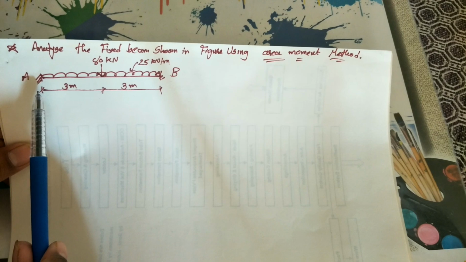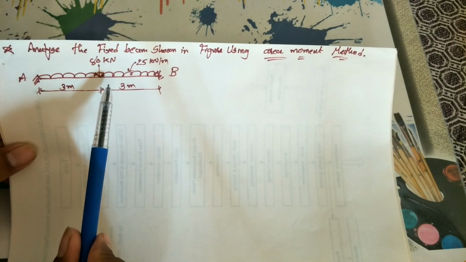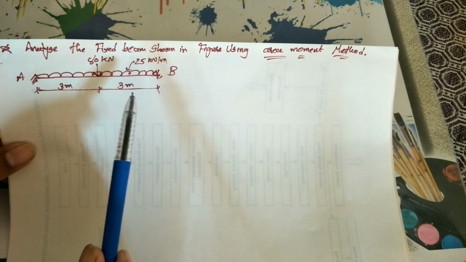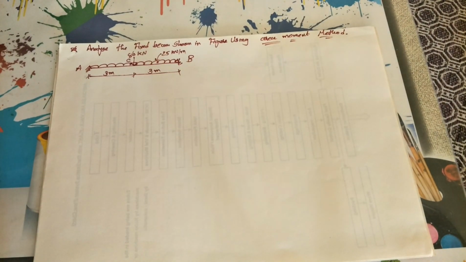So we'll have a fixed beam AB with point load 80 kilonewton and 25 kilonewton per meter UDL, and length of that beam is 6 meter. We'll give notation C as a center. As I already discussed in the previous video, these are the steps to calculate end moments, fixed end moments we can say.